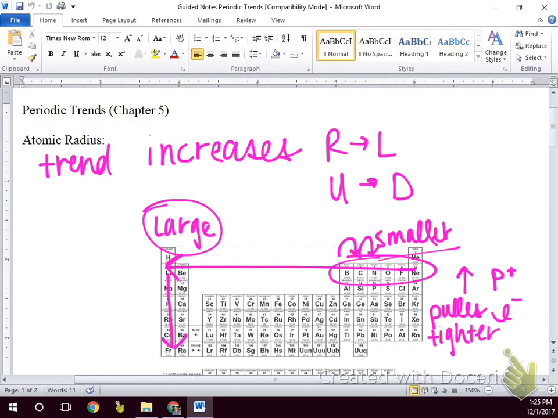Now, as we go down, what happens when you go down a row in the periodic table in terms of electrons? What are we adding? Do you remember?